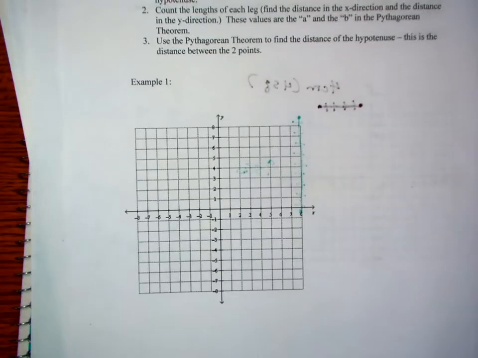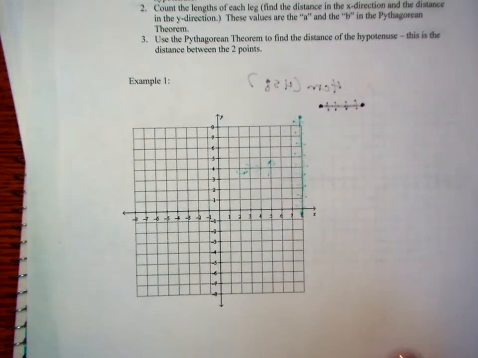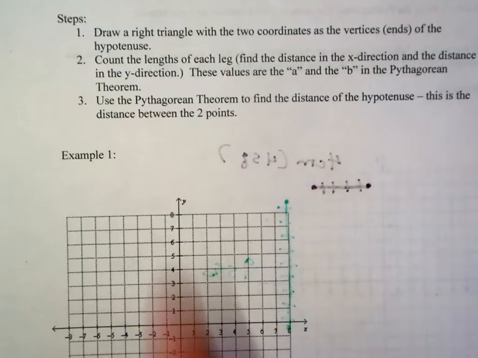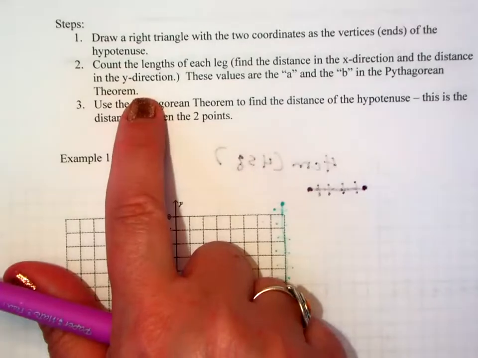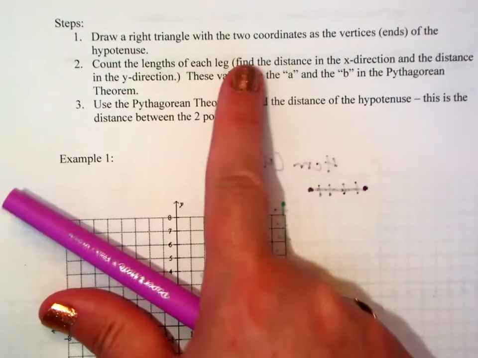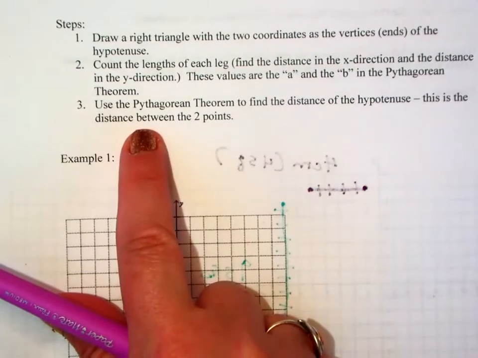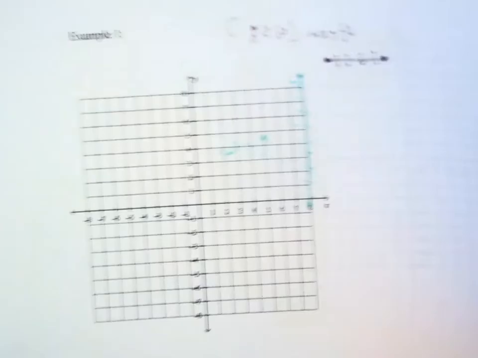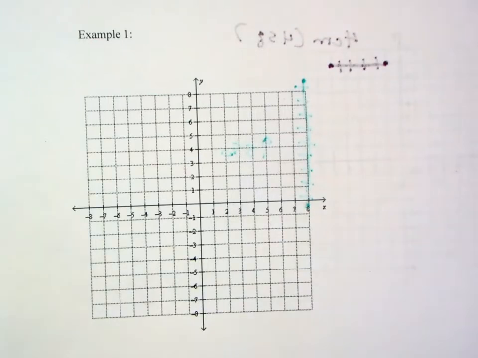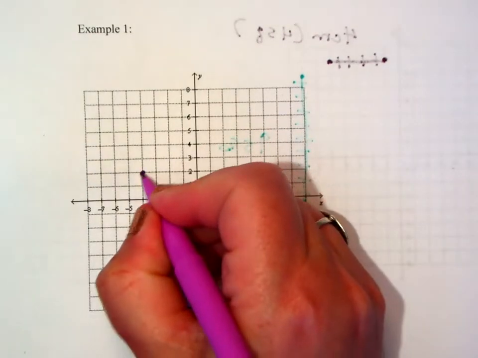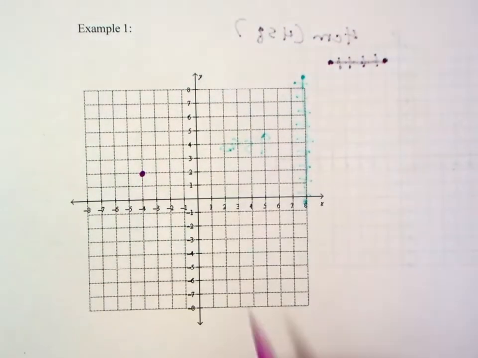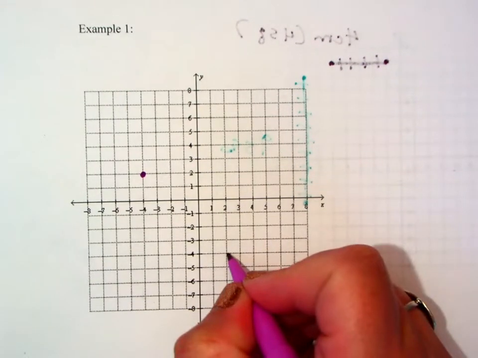So let's look at a point, and I'll get it a little bit closer. So kind of to look at those steps, you'll draw the right triangle, and then you'll count the lengths of each leg, so the vertical and horizontal lengths of the legs, and those will be A and B, and then you'll use the Pythagorean theorem. And then we can write this also as the distance formula if you'd like to see that as well. So let's say one point is here, and the other point is all the way over here.